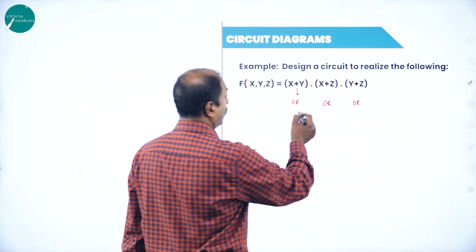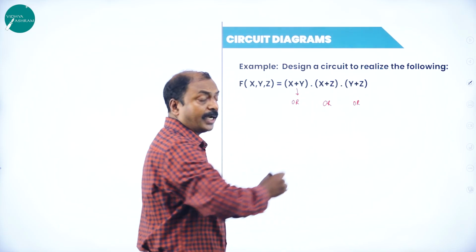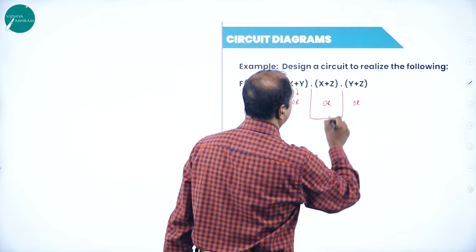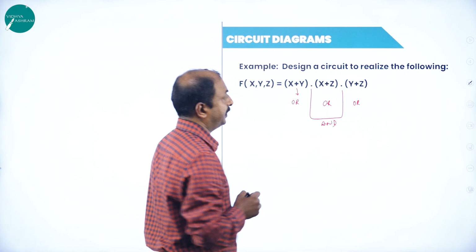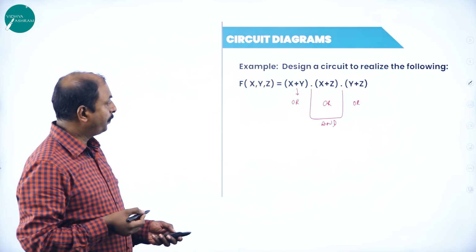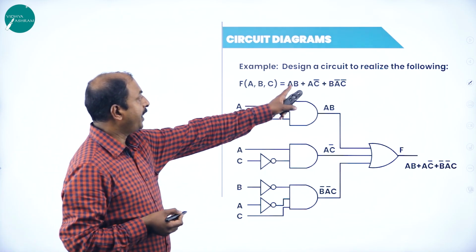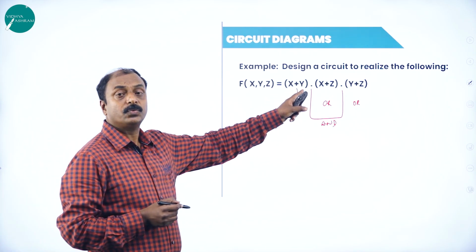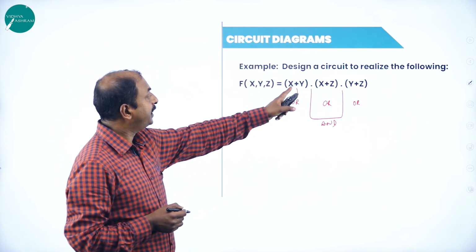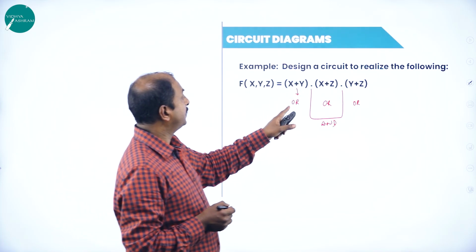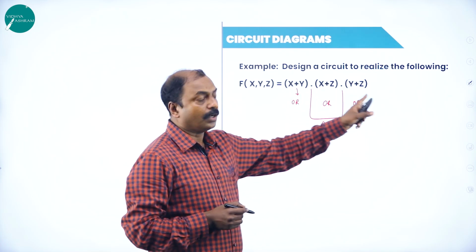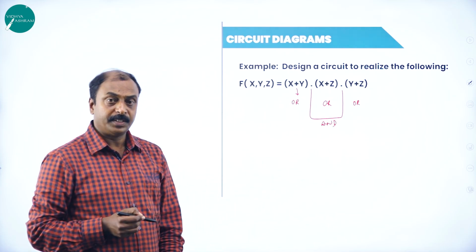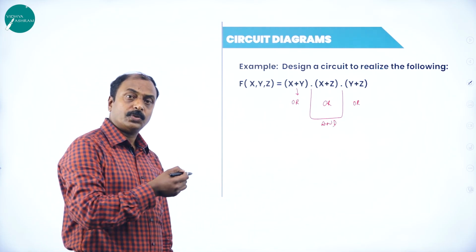After this there are three gates, and the outputs of these three gates will be the input of this AND gate. In the previous example it was A and B. Now look at this slide: it is x plus y, and plus stands for OR gate. There are three OR gates, and the output of all the three OR gates goes to the AND gate as input. Now let us draw the circuit diagram for the same.